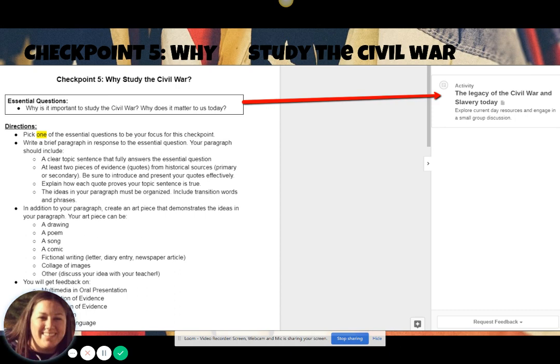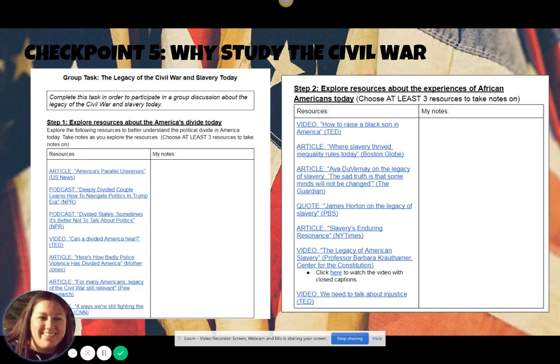When you click into the resource over here, The Legacy of the Civil War and Slavery Today, that's going to bring you to a resource like this. It's going to have step 1 and step 2. So I recommend exploring some of these resources and taking some notes, because this is how you're going to find your evidence for your opinion on checkpoint 5. We're not going to be doing a group discussion. This is solely for you to be able to write your paragraph for checkpoint 5. But you're going to need it for your final product as well, to be able to explain why it is important that we study the Civil War.